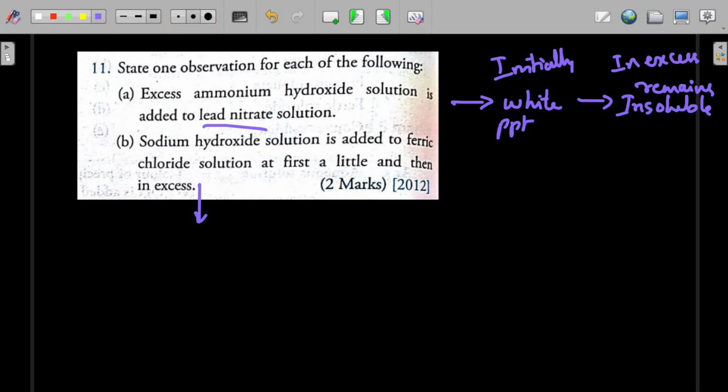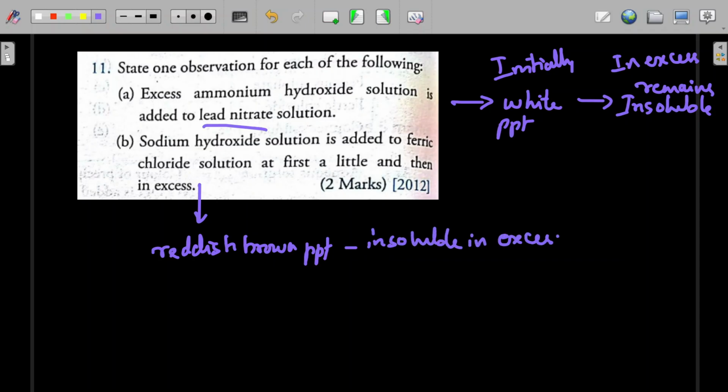So initially a precipitate, and in excess it's insoluble. Insoluble in excess. So therefore I'm telling you, if you know which is soluble in excess, the remaining all will be insoluble. No need to remember them.